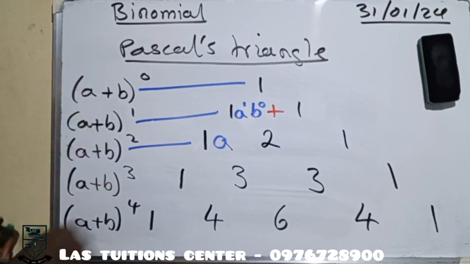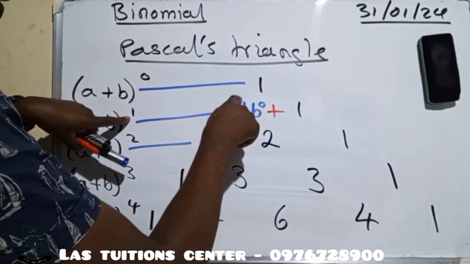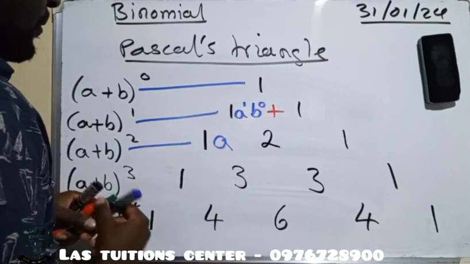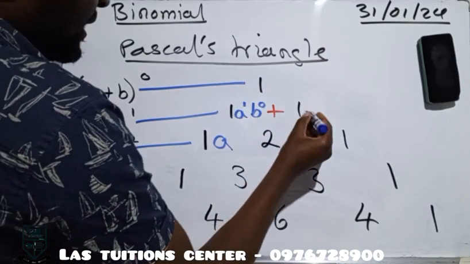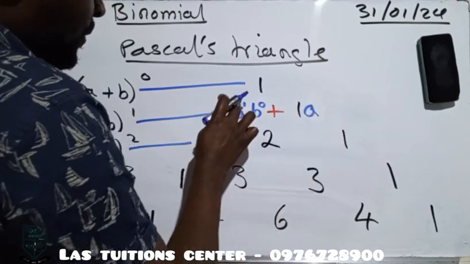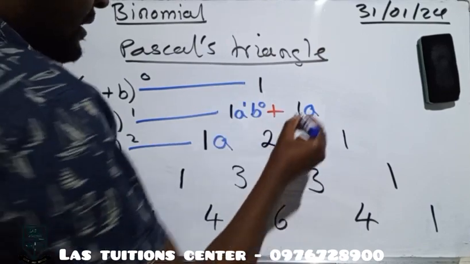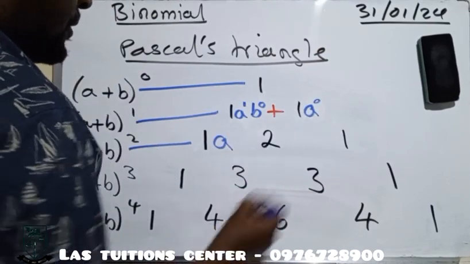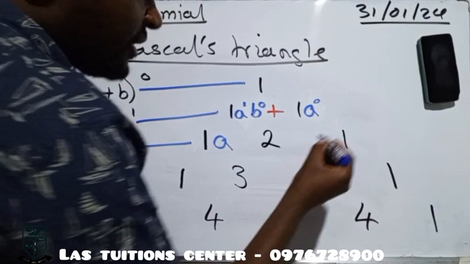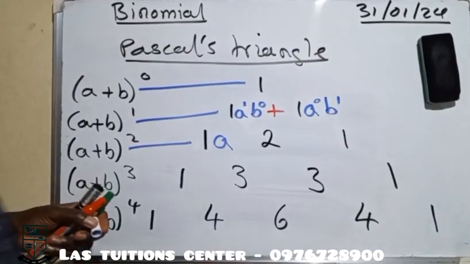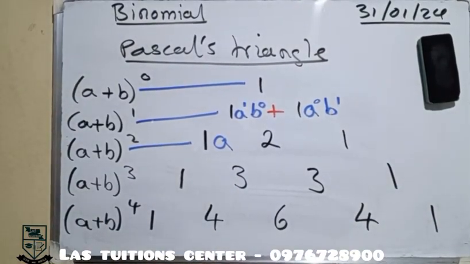So a starts with the highest power, which is 1. B starts with a 0. Then the moment you go to the next step, the a, which was a 1, it will reduce by 1. It will become a to the power 0. The b, which was a 0, it now becomes b to the power 1. So that's what happens.